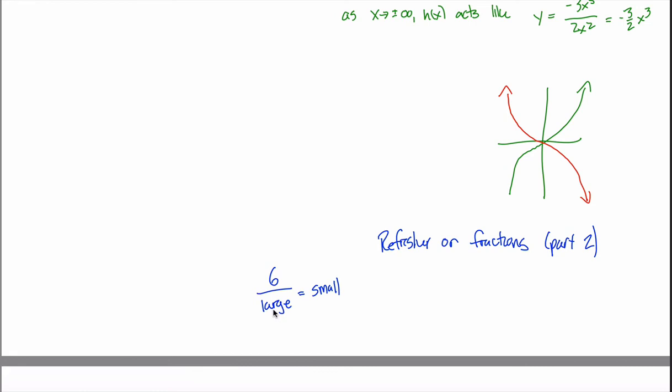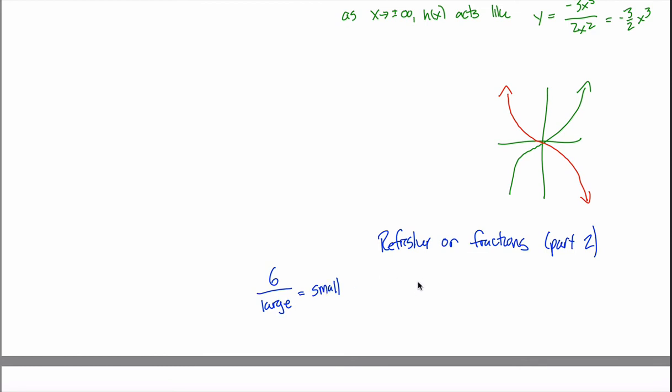You have 1 million friends. Like, good for you. You have 6 cookies and you're trying to divide your 6 cookies amongst your 1 million friends. How many cookies is each friend going to get? Well, damn near 0, right? A tiny, tiny, tiny little crumb. Because you have too many friends. 6 divided by a really, really large number is a really, really small number.